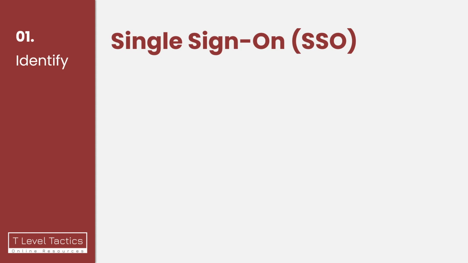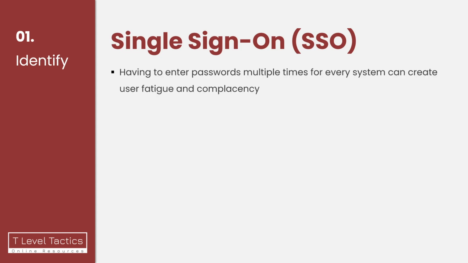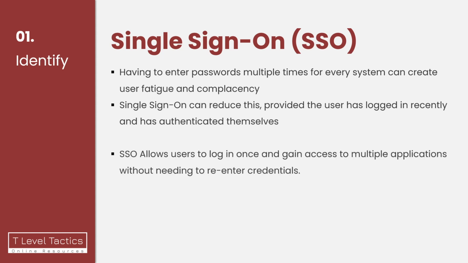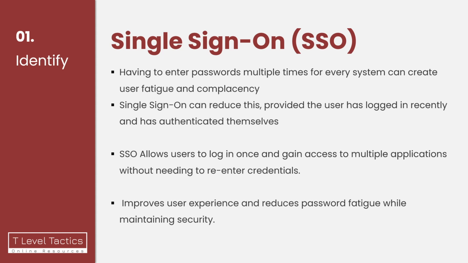Having users enter passwords multiple times for every system can create user fatigue and complacency. So we could use something called single sign-on, or SSO. And single sign-on can help reduce this, provided the user has logged in recently and has authenticated themselves. SSO, or single sign-on, allows users to log in once and gain access to multiple applications without needing to re-enter their credentials. And this can help improve the user experience and reduce frustration with signing in multiple times while maintaining security.